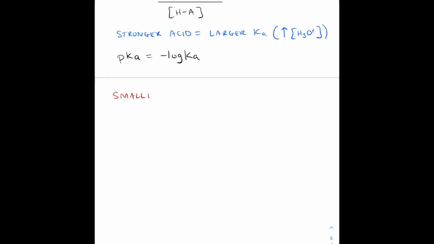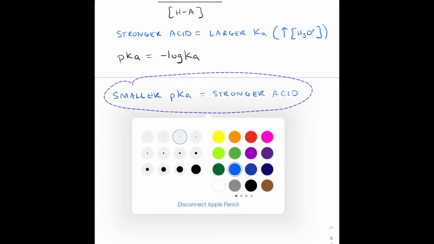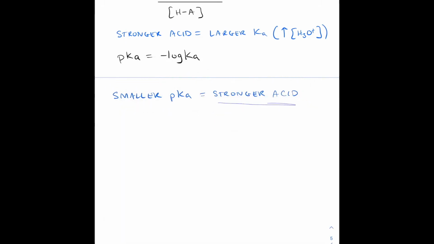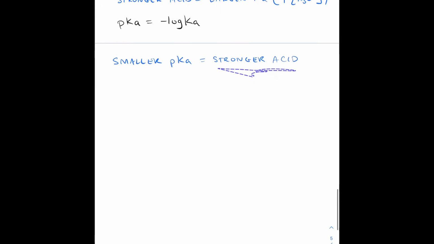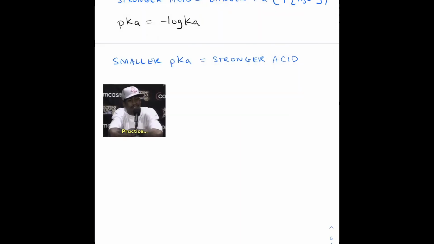Now, what we typically use this for is, if we apply the negative log to Ka, then we get something called pKa. The smaller the pKa, the stronger the acid. So this is opposite, right? Notice the larger the Ka, the stronger the acid, but since the negative log of Ka is equal to the pKa, the smaller the pKa is, the stronger the acid, okay?